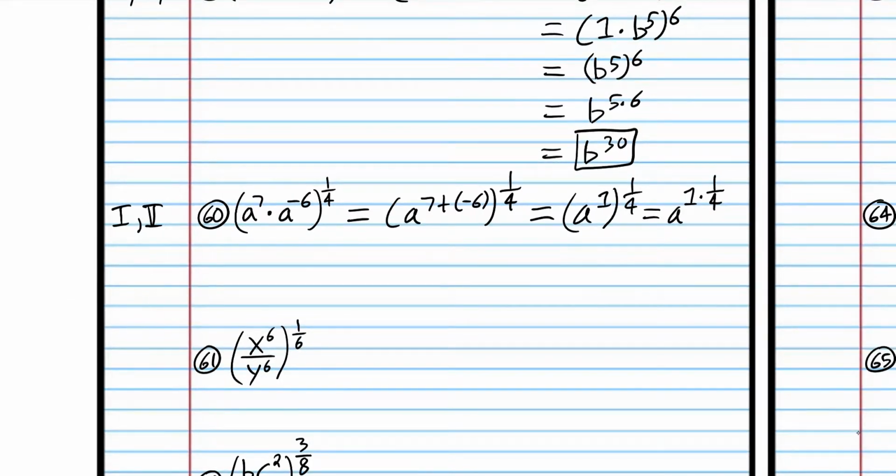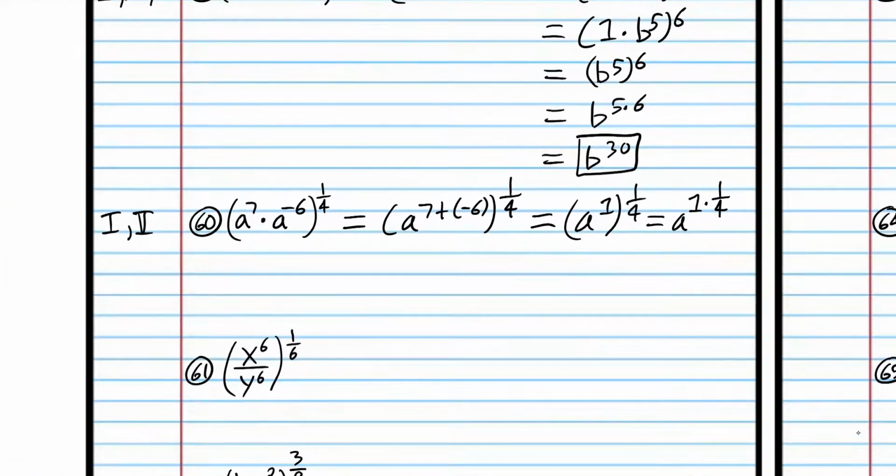And by the way, you could use rule number 6 here first, and then use rule number 9. But I chose to use rule number 5 first, and then we're going to use rule number 9. I think that's just easier to understand. So 1 times 1/4 is 1/4. And then using rule number 9, we get the 4th root of a.